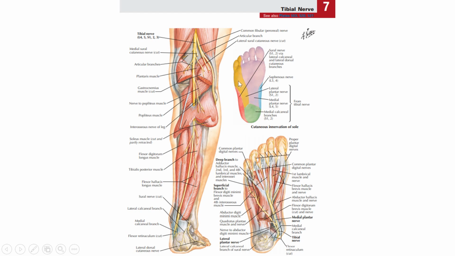And besides that, here you can see this small green area. This is supplied by a branch from the tibial nerve as well as a branch of the sural nerve. This green area.